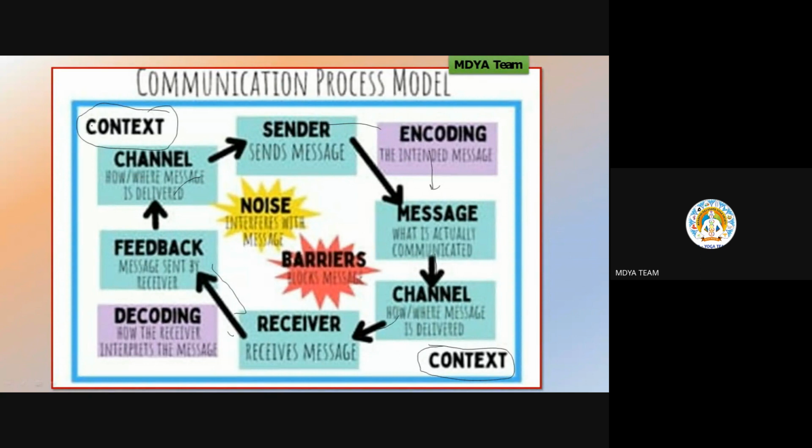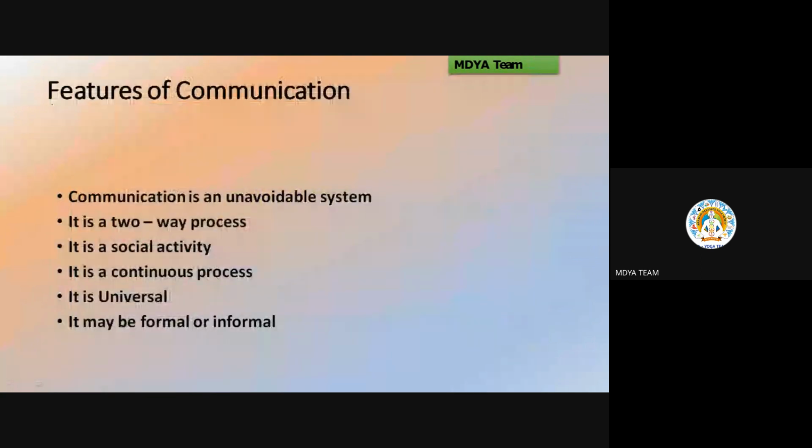Okay, let's see. In features of communication, first given is communication is an unavoidable system. It means you cannot avoid communication. Can you spend a day without communicating? We cannot do this. It's an unavoidable system. You cannot avoid communication.